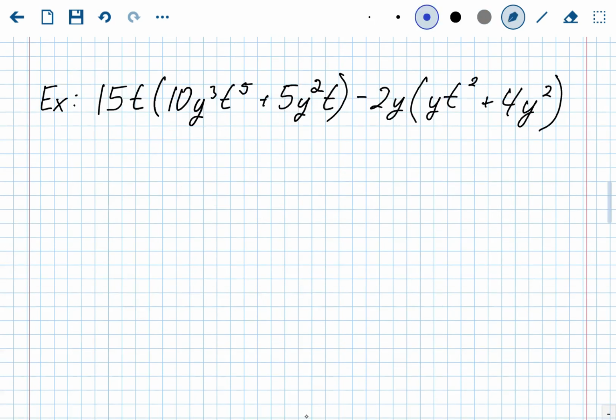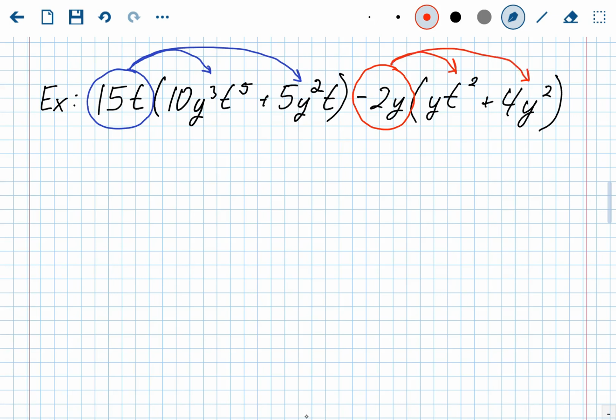Okay, this next one has 2 separate pieces to it. So we have 15t times the binomial of 10y to the third t to the fifth, and then plus 5y squared t. Okay. So we got a monomial, 1 term, times a binomial, 2 terms. We also have a second distribution we'll have to do, because we have minus 2y times the binomial yt squared plus 4y squared. So we're going to do the distributive property with 2 different terms into 2 different polynomials. But we're going to deal with it the same way.